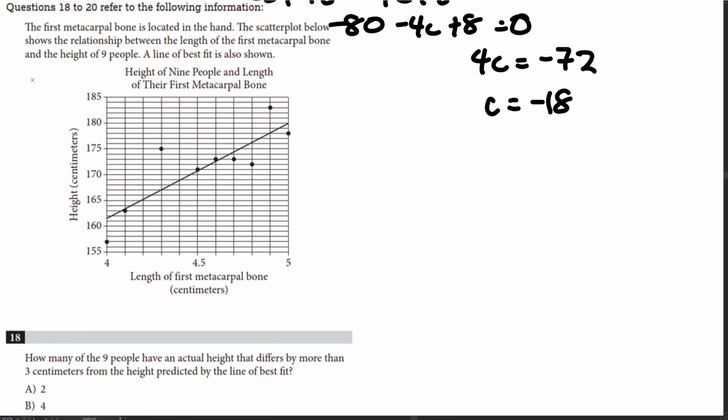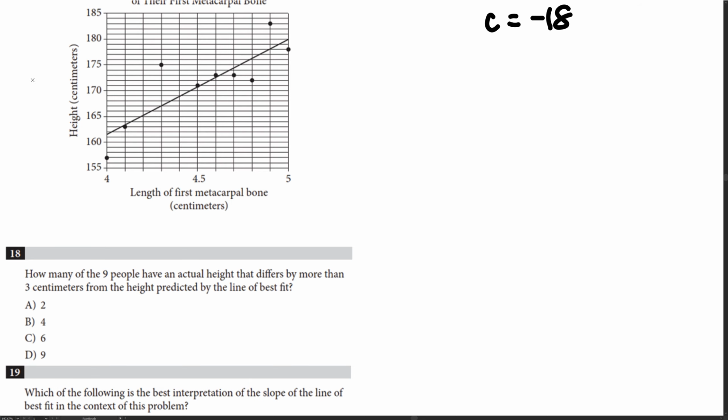And questions 18 to 20 refer to the following information. The first metacarpal bone is located in the hand. The scatter plot below shows the relationship between the length of the first metacarpal bone and the height of 9 people. A line of best fit is also shown. How many of the 9 people have an actual height that differs more than 3 centimeters from the height predicted by the line of best fit?